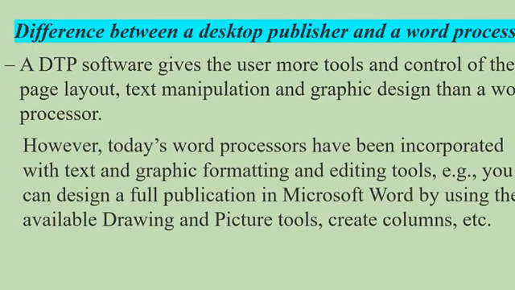Then it is also important to note that some people may use a word processor for the purpose that should be handled effectively by a desktop publisher. And therefore, what is the difference between a desktop publisher and a word processor? A desktop publisher software gives the user more tools and control of page layout, text manipulation, and graphic design than a word processor. You note that DTP software has more powerful tools in terms of text manipulation and graphical design.